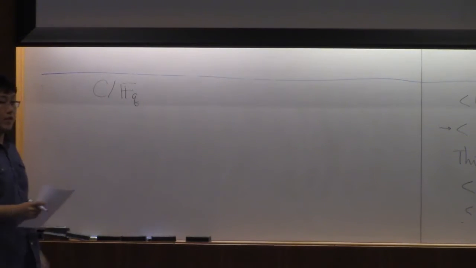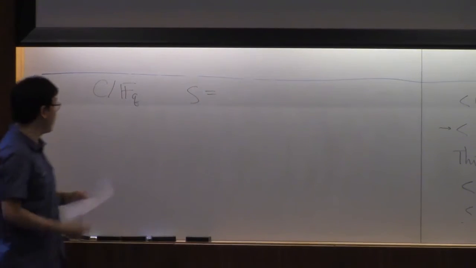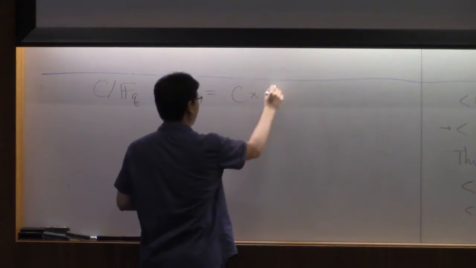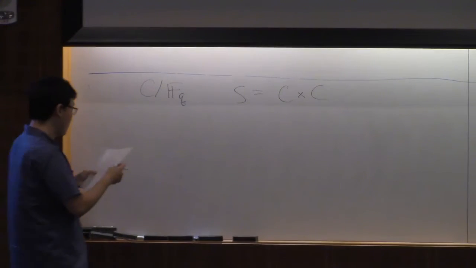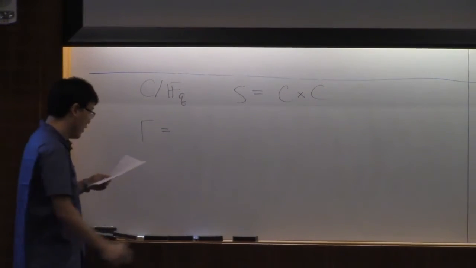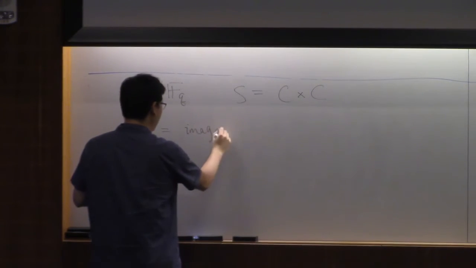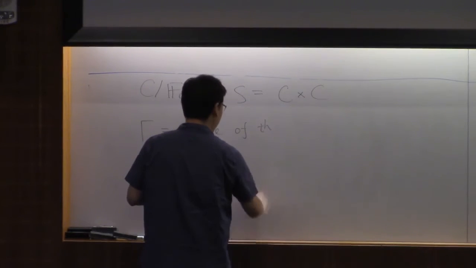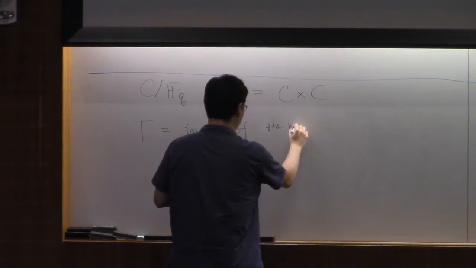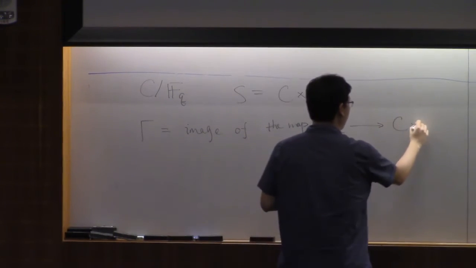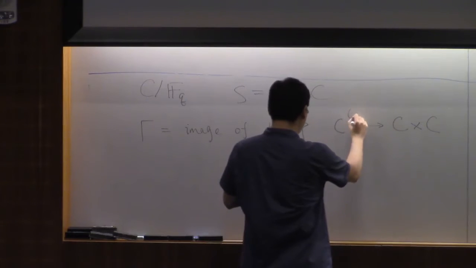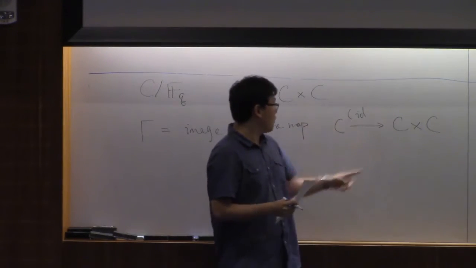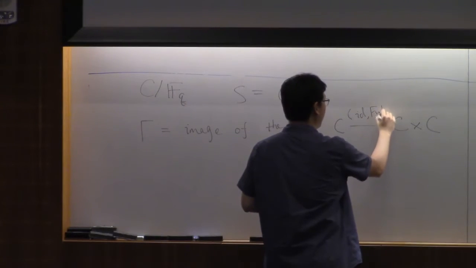Here, assume we have such a projective smooth curve C, and from this curve you can consider a surface. Just make two copies of the curve C, then you get a surface. Inside this surface, I want to consider some curves. The first one, this gamma, is the image of the map C goes to C times C. We consider an embedding from the curve C to the surface S, such that the first component is just the identity, and the second component is the Frobenius.